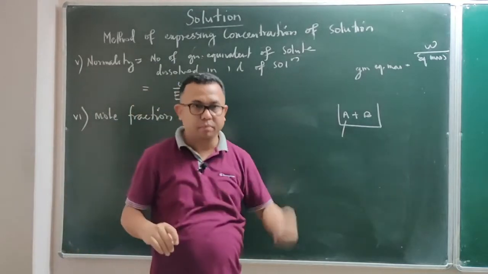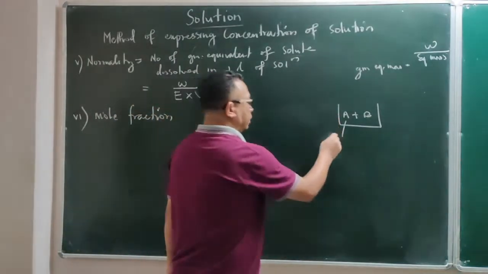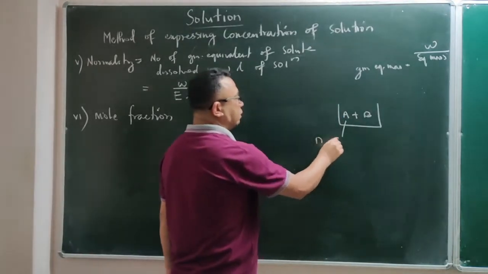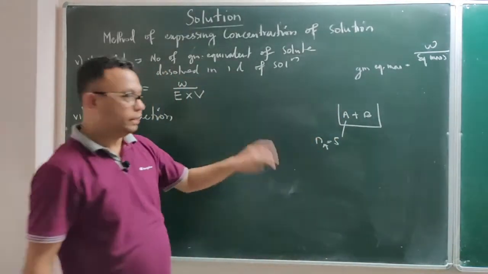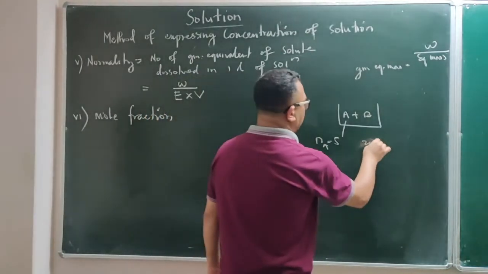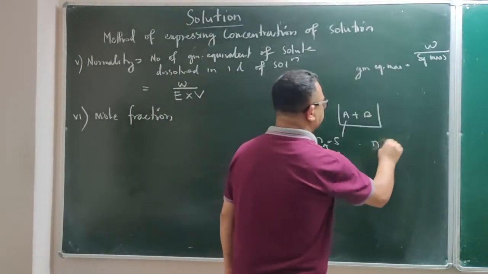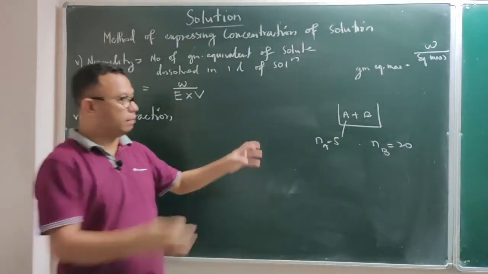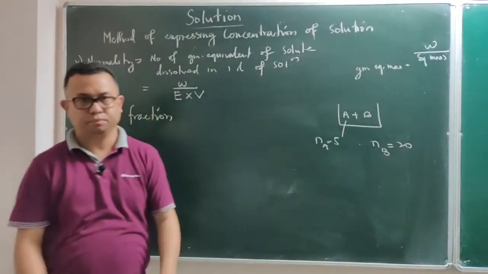Number of moles means weight divided by its molecular mass. Here 5 is the number of moles. Number of moles of A is 5. 5 moles of A is dissolved in 20 moles of B. So 20 moles of B and 5 moles of A are mixed together to form a solution AB.